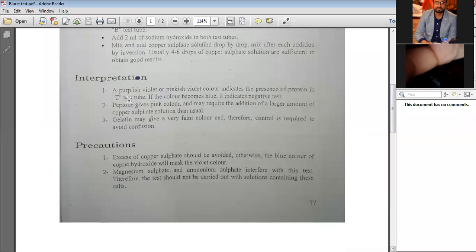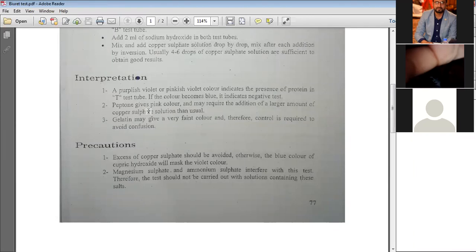Now, in interpretation, we can detect the proteins after performing this procedure. First of all, if we have a purplish violet or pinkish violet color in the test tube, it means the proteins are present in the sample solution. And if the color becomes blue, it indicates negative results.